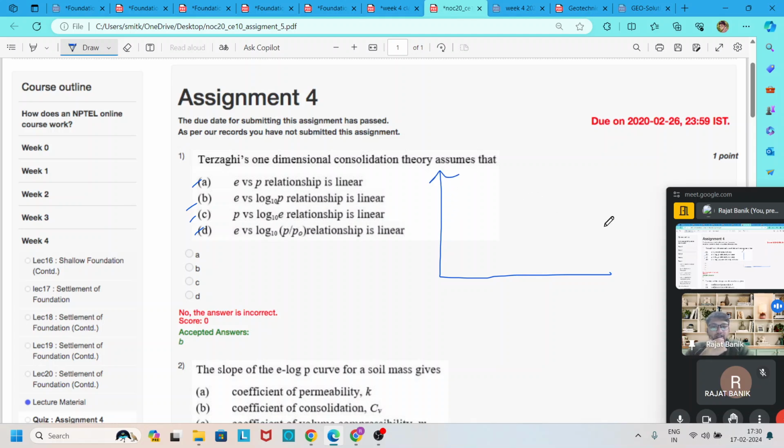Based on Terzaghi's one-dimensional theory, we came across one plot, which is nothing but the e-p plot. The e-p curve is not linear, but all the options given are linear, so we find the first option is wrong. Then if we convert this e-p plot to a semi-log scale, that means pressure on a logarithmic scale, the curve becomes linear. So the relationship of e versus log10 p is linear. So the correct option is option B.